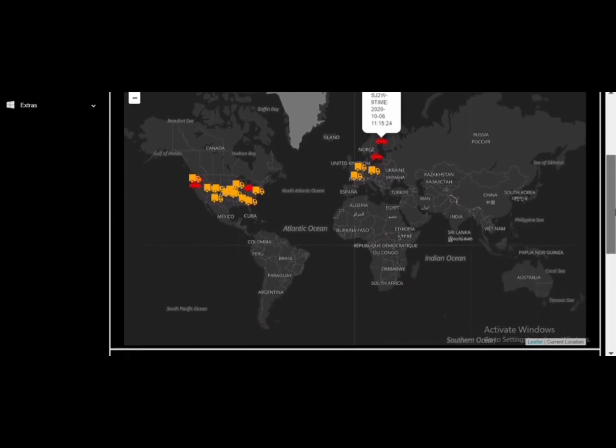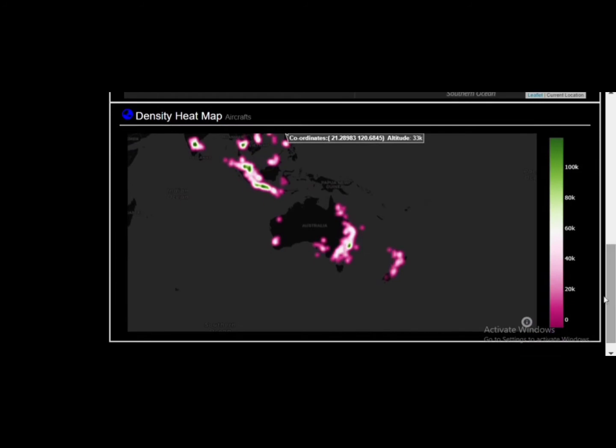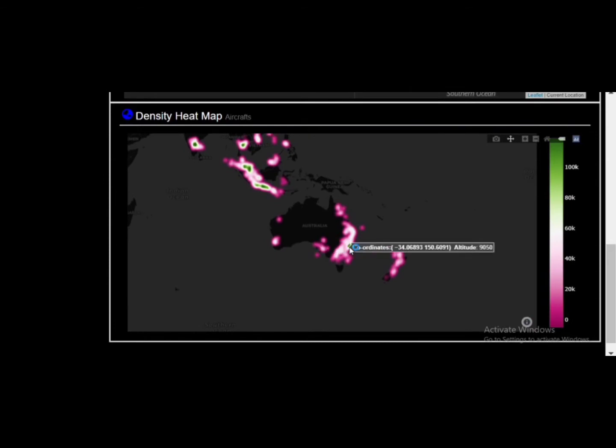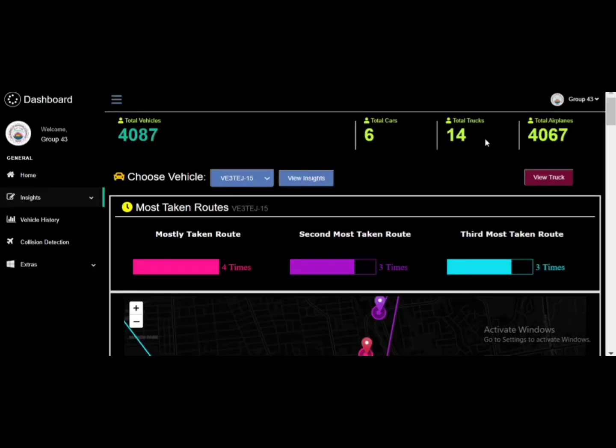Density heat map shows aircrafts with respect to their altitude. Color scale indicates that green color represents aircrafts that are flying high above 100,000 feet in a region such as Australia. Now, there is an insight page to view and monitor vehicles' activities.